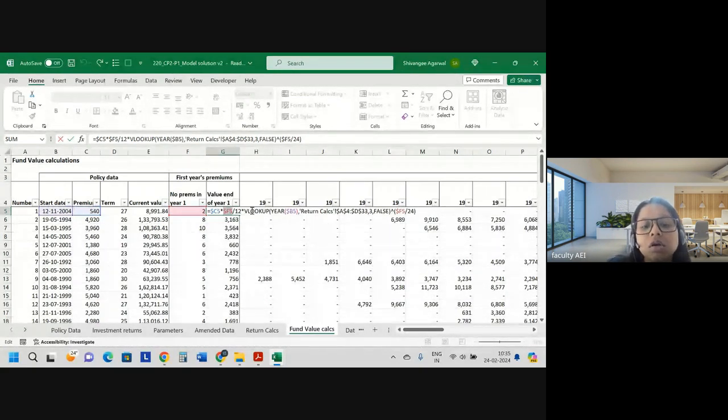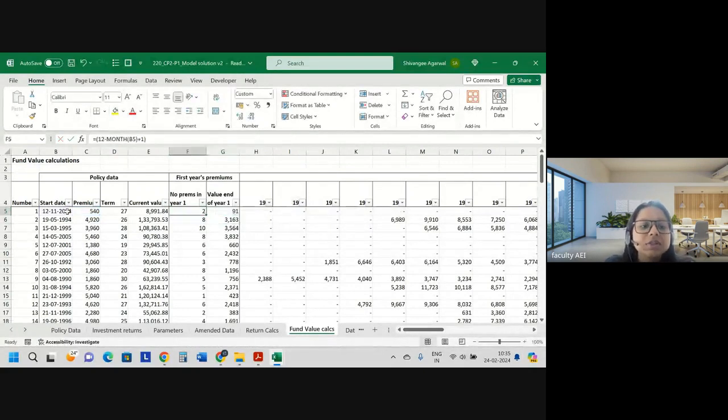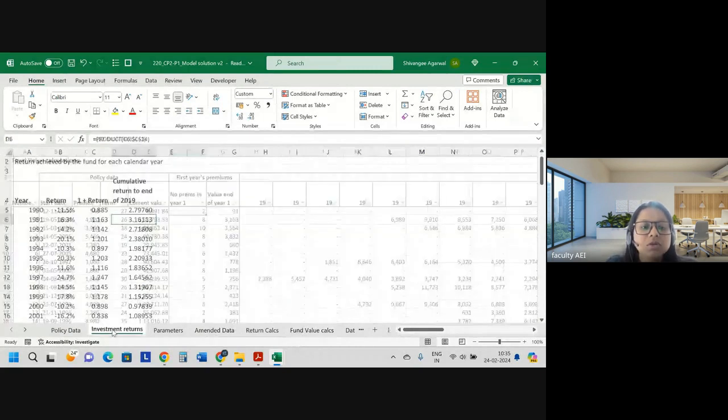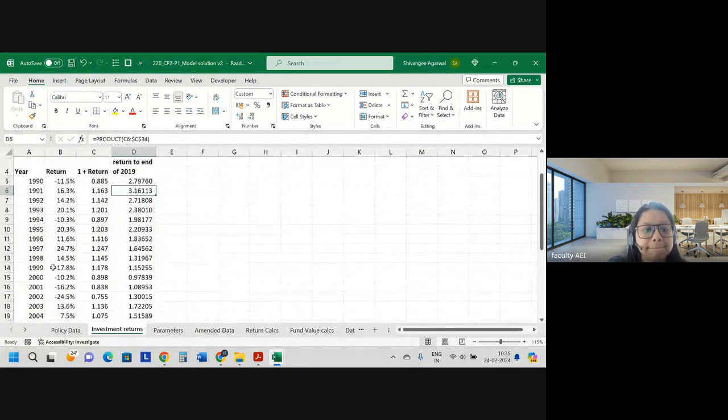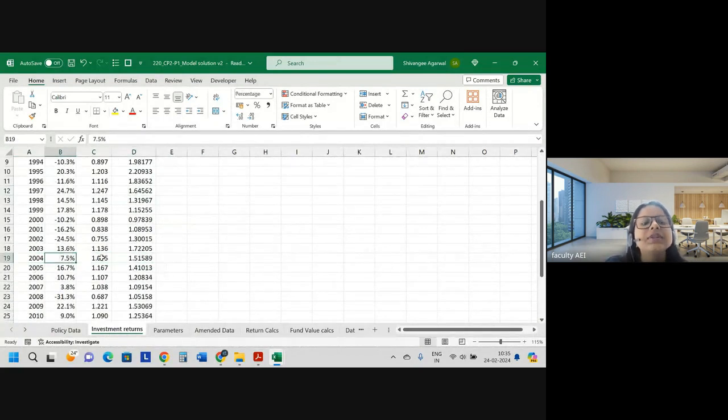So we look up से सबसे पहले we take out कौन सा हम लोग को accumulation return use करना है. So this is year 2004. So I'll be using 2004 data, which is this. ठीक है, so I'll be using 7.5%. So using VLOOKUP from this table, I will extract this 7.5 or maybe this 1.075. देख लो.